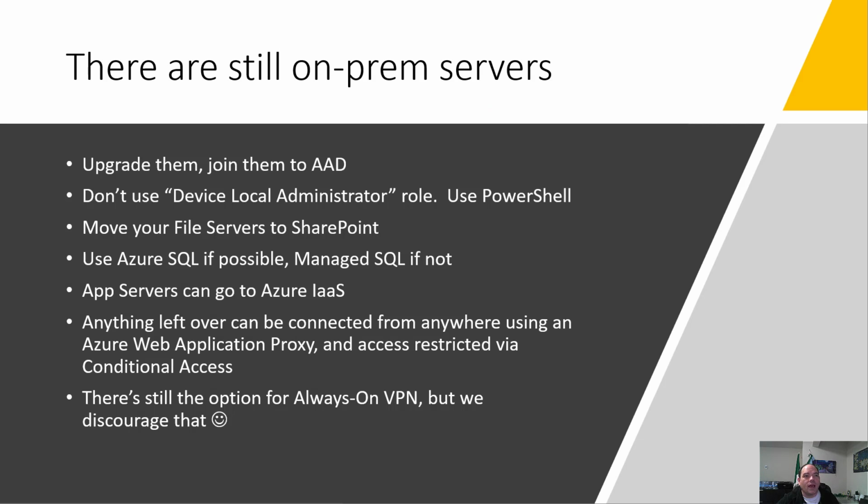Okay, so next we have the on-prem servers that are left over, right? The ones that have not been migrated to Azure. With Windows Server 2019, you can join them to Azure Active Directory and get them in that way. Again, as I mentioned, don't use that device local administrator role. Use PowerShell OMA URIs to configure your local admin memberships if you don't have another tool to do that.